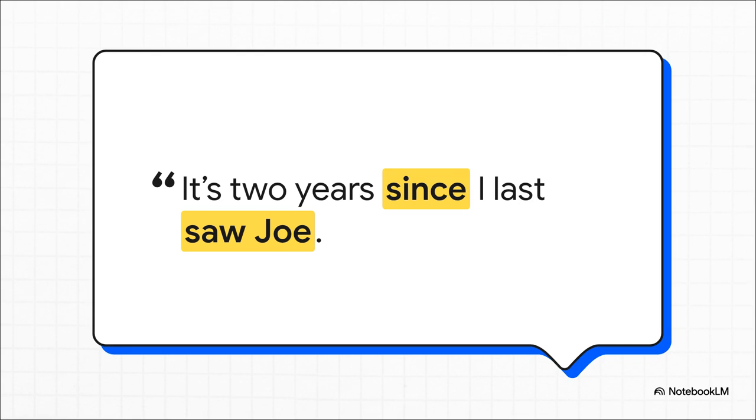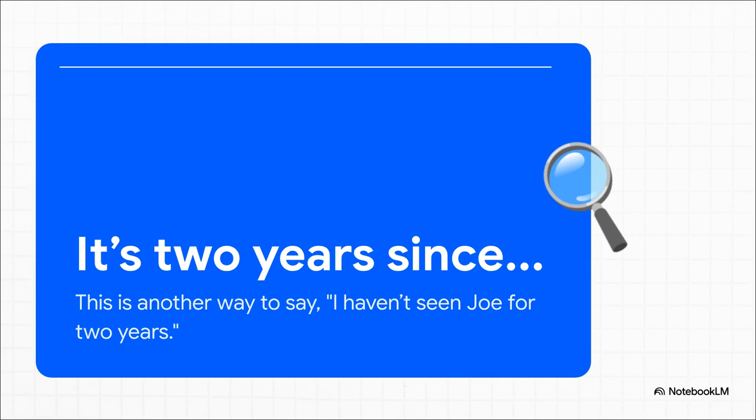Now here's a common phrase that might seem a little tricky at first, but it uses the exact same logic we've been talking about. You'll hear people say things like, it's 2 years since I last saw Joe. This is really just a different way to say the same thing. Saying it's 2 years since means the exact same thing as I haven't seen Joe for 2 years. It's just a different structure. Think about it. The last time you saw him was the starting point of that 2-year period. It all comes back to the same rule.